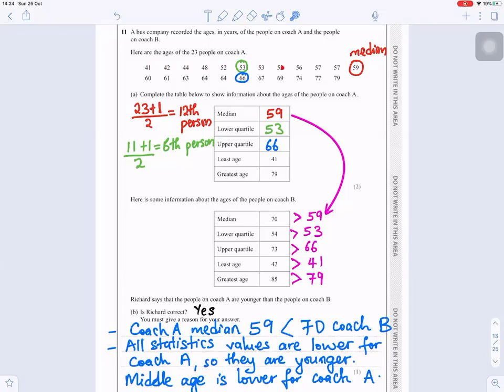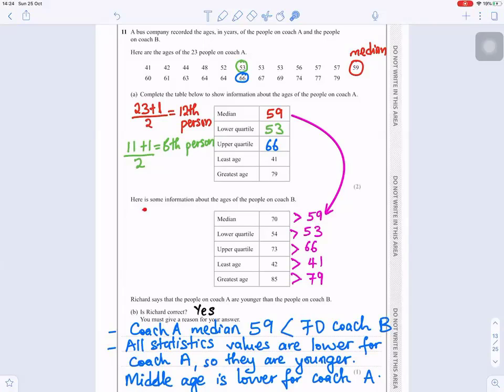The next one, 1, 2, 3, 4, 5. The next one, from 60 to 64, another 5. 67 to 79, another 5. So the lower quartile is 53, upper quartile is 66. Or you can use n plus 1 over 2: 23 plus 1 over 2 gives you the 12th person, and 11 plus 1 over 2 gives you the 6th person, which you can count.